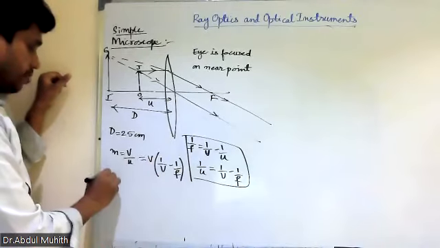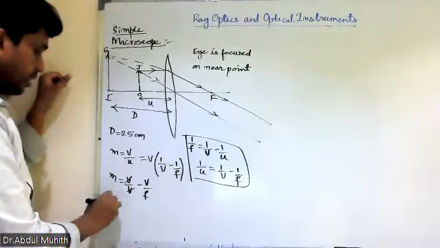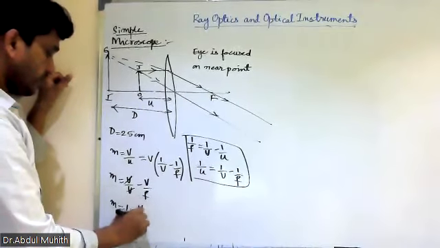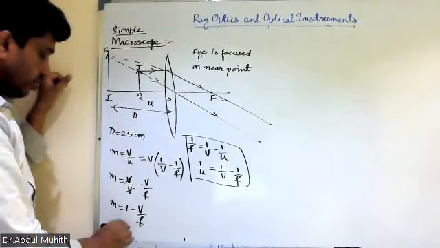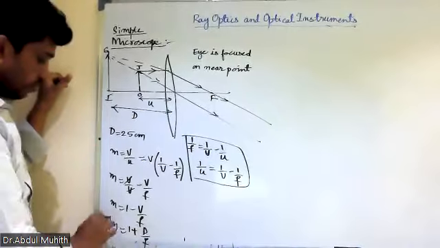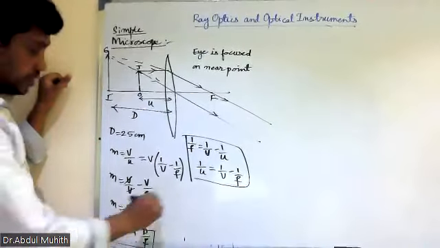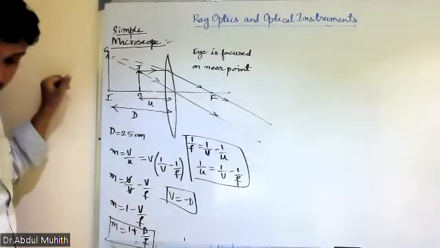Now what happens here? M is equal to (1/v) by (1/v minus 1/f), so this and this will cancel. So M is equal to 1 minus v by f. That's the formula. So we can also write M is equal to 1 plus D by f. Understood now? M is equal to 1 plus D by f. Therefore v is equal to minus D. Is it clear? v is equal to minus D.